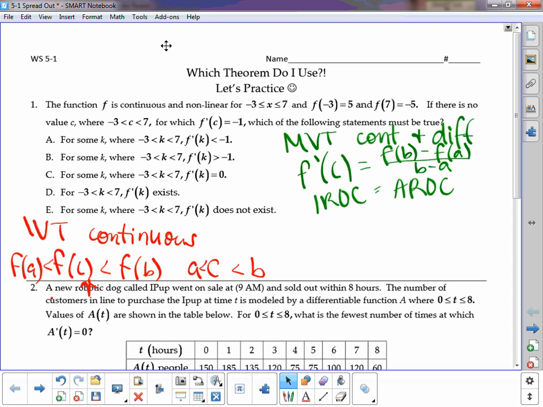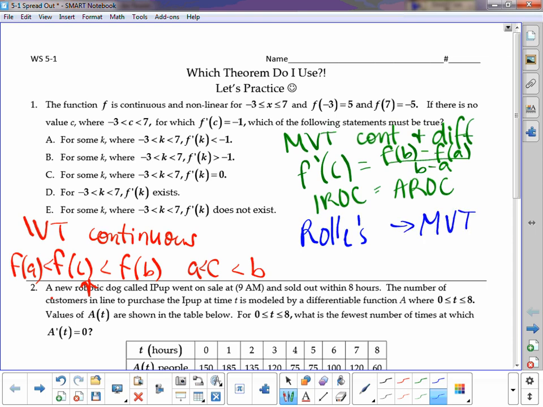Now we had a specific case called Rolle's theorem. And Rolle's theorem said, hey, we've got the MVT situation, so it is a continuous and differentiable function. But on top of that, my endpoints are the same height. And when that is the case, then I have specifically not just that my derivative equals the average rate of change, but at some point my derivative will equal 0.